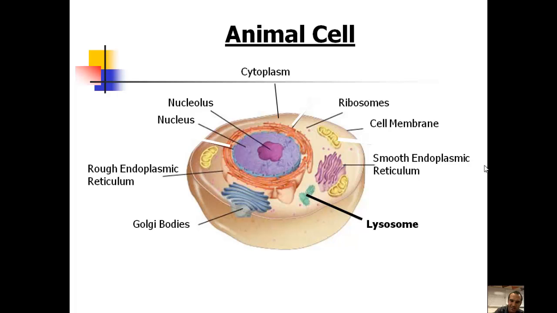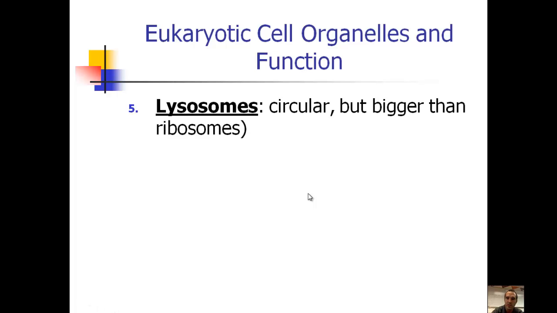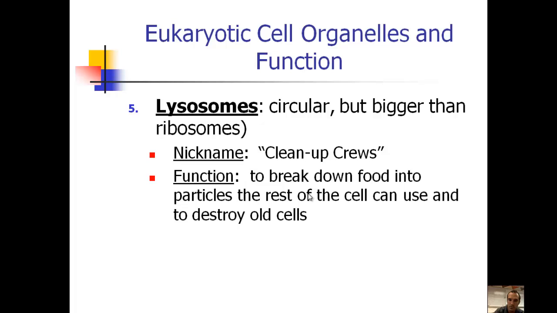And our lysosome, this arrow is off right now. It should be pointing to one of the circular structures within the cell. So not a ribosome, but just a circular open space. These look like centrioles to me, so that's wrong. Circular but bigger than the ribosome, so a large circular structure in the cell. They're like the cleanup crew or the recycling plant of the cell. They break down food into particles the rest of the cell can use and destroy old cells. They break down old parts so that they can be used in the cell.